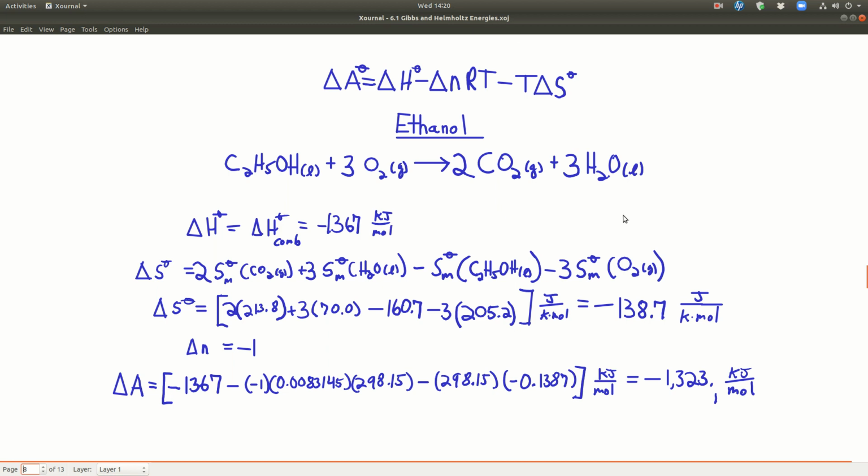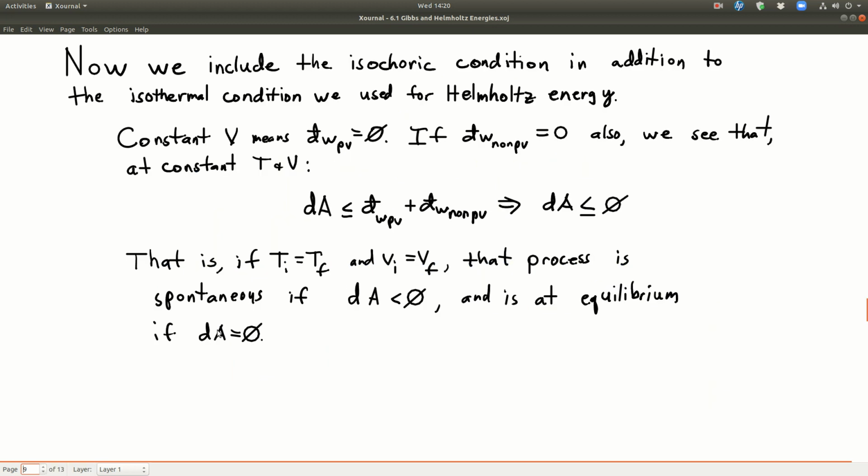Once more, it makes sense that it's a negative change in entropy because we have 2 moles of gaseous products and 3 moles of gaseous reactants, so we expect the entropy to decrease, and it does. Plugging all these numbers into our expression for the change in Helmholtz energy, we get negative 1,323 kilojoules per mole. So 1 mole of ethanol can do on the surroundings at most 1,323 kilojoules, more than methanol. Okay, so that's the end of that example.